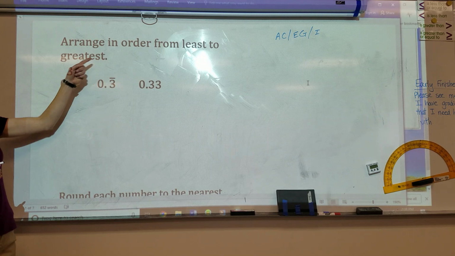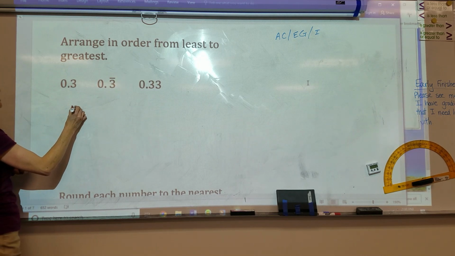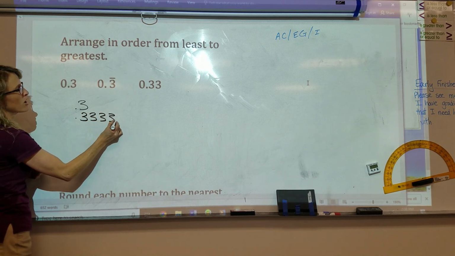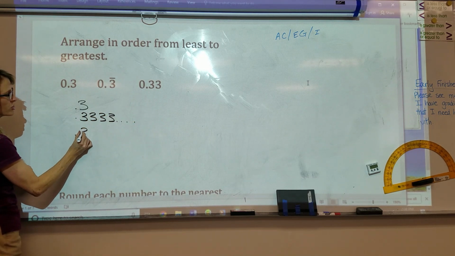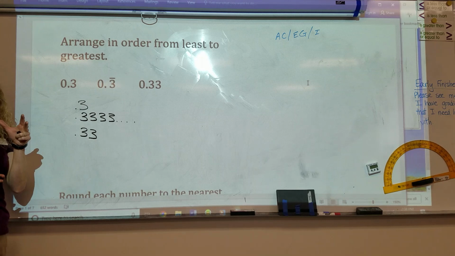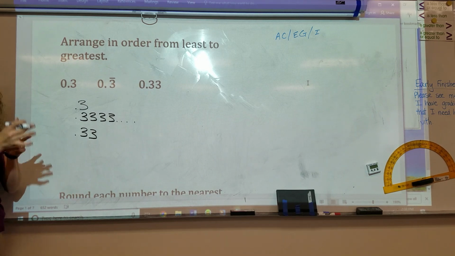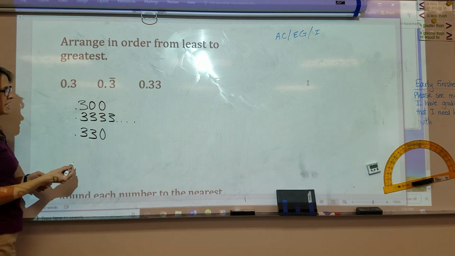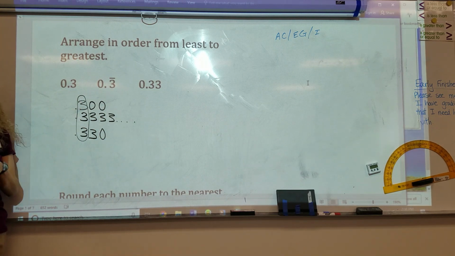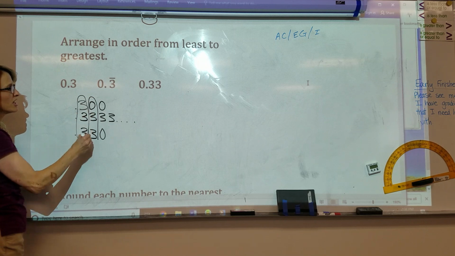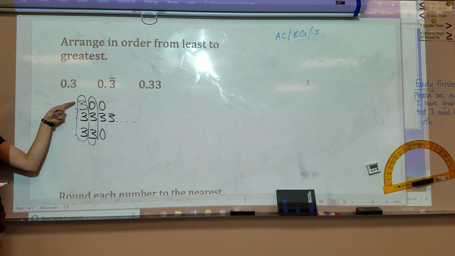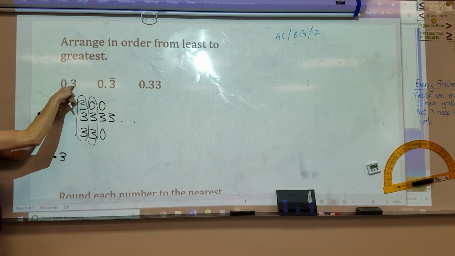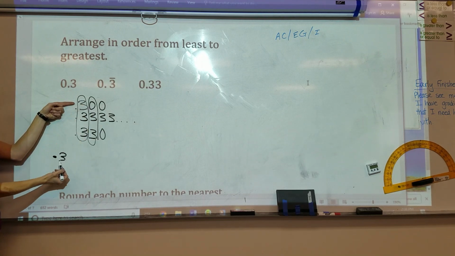Okay, least to greatest. I look at 0.3 repetend, which I know means the 3's go on forever, and 0.33, which terminates. I want to compare them, so I'm going to stack them with 0's so I can really compare digits. First digit, they're all tied, they're the same value. Second digit, it's easy to see now, this is my least value. So I'm going to write it in the original form, 0.3. This is my least value.